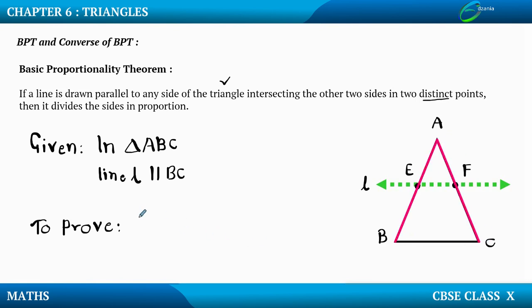That is, we can say that AE upon EB is equal to AF upon FC. So this is what we are supposed to prove. To prove this, we need to do one construction. Let me write down construction over here.